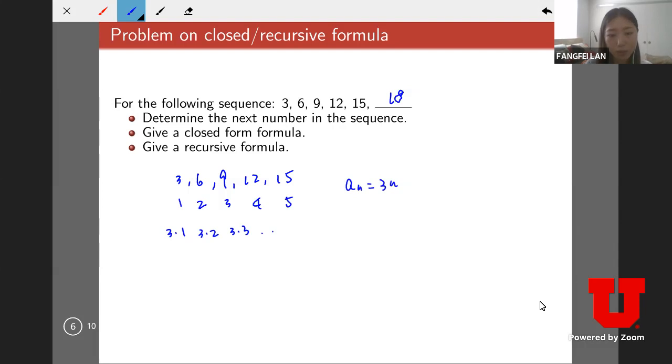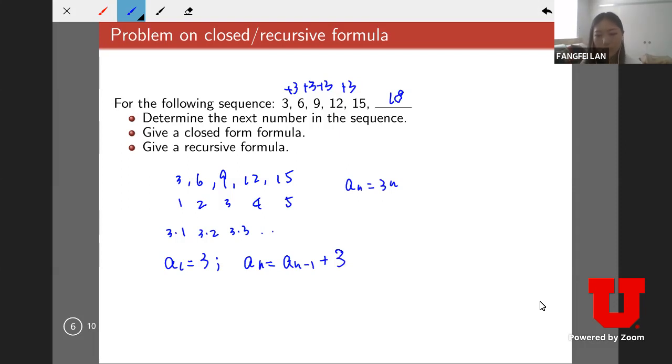And then how do we give a recursive formula? Yes, very good. I see lots of answers. So we start with a1 is equal to 3, right? So that's where we start. And then after that, we can see that 3 plus 3 is 6, plus 3 is 9, then plus 3 is 12, and plus 3 is 15. So we always have an is equal to an minus 1 plus 3.